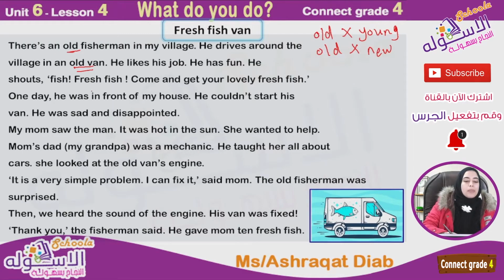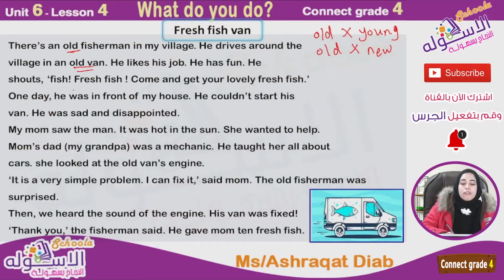اوكي، well, but there is an old fisherman in my village. He drives around my village in an old van. He likes his job. This fisherman likes his job. He has fun. وبيتبسط بيها جدا. He shouts هنا بمعنى بيقعد ينادي، يقول ايه بقى؟ Fish, fresh fish, come and get your lovely fresh fish. Okay? يبقى he calls أو he shouts like this علشان يعني يعرف الناس هو بيبيع ايه.